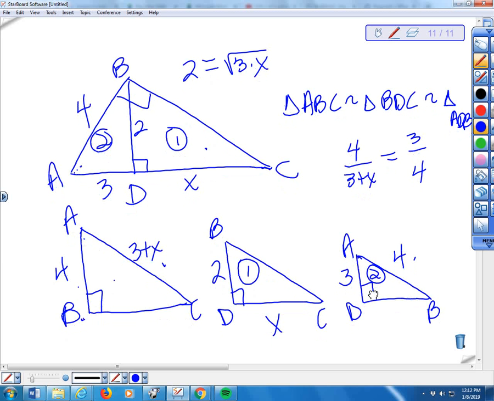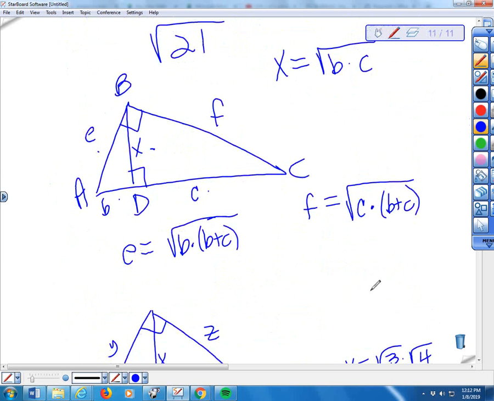So the altitude is the geometric mean of the 2 parts of the hypotenuse. This leg is the geometric mean between the part of the hypotenuse closest to it and the whole length of the hypotenuse. This leg is the geometric mean between the part of the hypotenuse closest to it and the whole length. If you remember those 3 shortcuts, or those 2 really, because the legs, it's the same process, just different sides of the triangle, you'll get yourself 1 more point on the ACT.